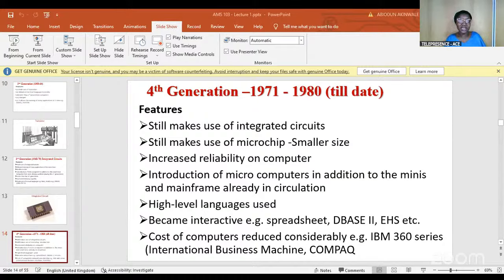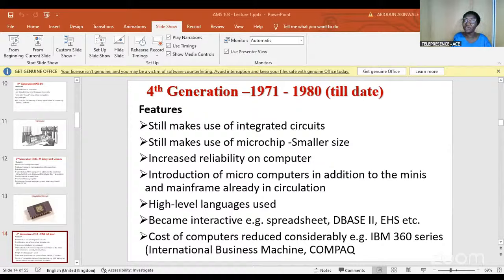So it makes use of the integrated circuit and microchip, which is smaller in size, and the reliability of computer usage, of course, has increased. And then, yes, microcomputers, in addition to the mini and mainframe already in circulation, were also available. I explained to you already what high-level languages are, and so you have more of that. And then the computer became interactive. And even today we have it to be more interactive. So you might not even have learned an application before. You just log into the website, then you can interact with it as if it's a friend chatting with you. So this idea had been embedded right from the fourth generation of computers.